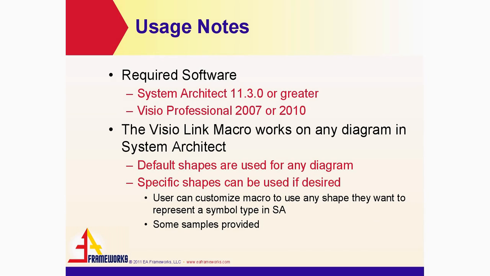Of course, there are some required software version levels. System Architect version 11.3.0 or greater is recommended, as well as Visio Professional 2007 or 2010. Also, if you're a DoD Architecture Framework version 2 user, System Architect 11.4.1 or better is recommended.